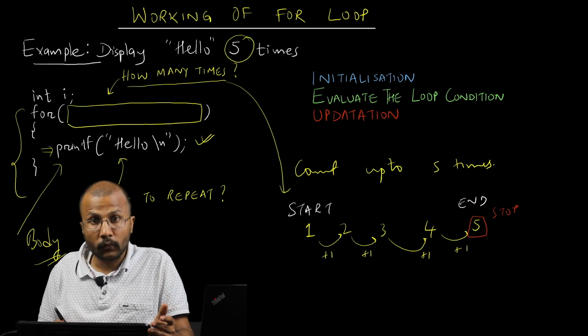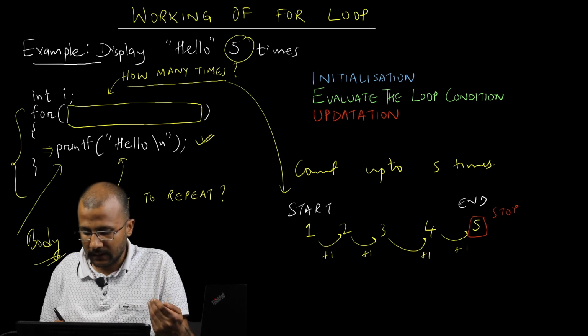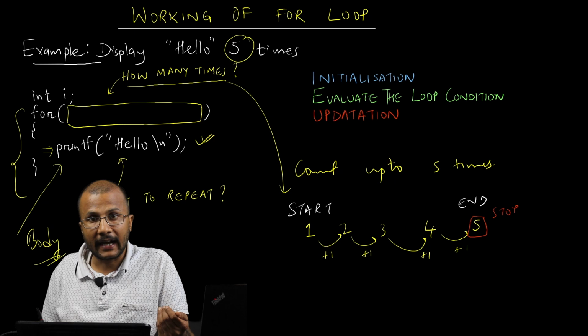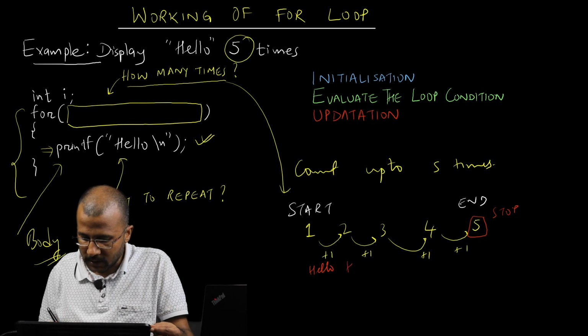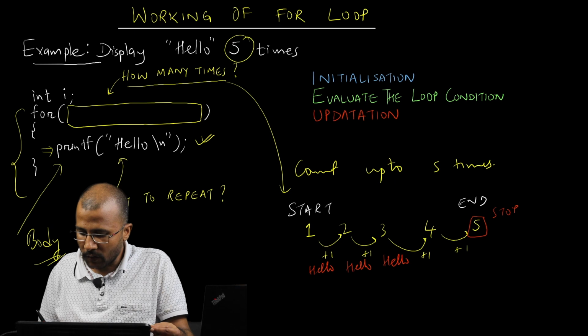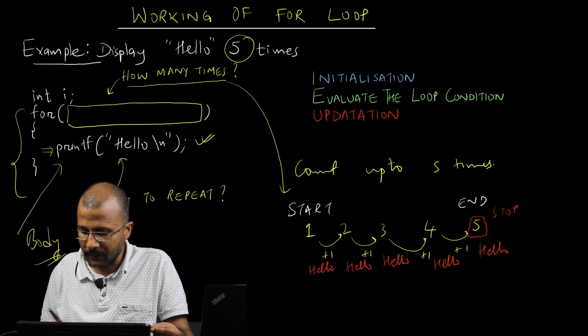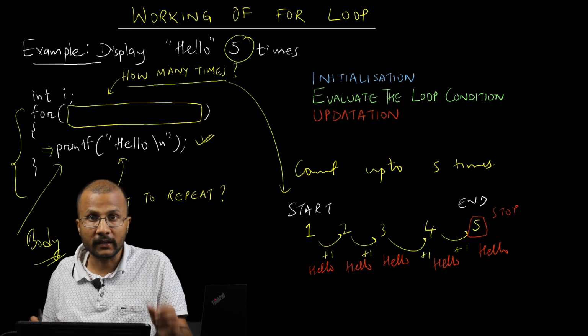Whenever I have the count incremented by 1 each time, I also display the message hello. So I'll display the message hello whenever count is 1. Whenever count is 2, I'll display hello one more time. Whenever count is 3, I'll display hello one more time. Whenever count is 4, I'll display hello one more time. And whenever count is 5, I'll display hello for the last time. So this will make sure that hello is displayed 5 times.